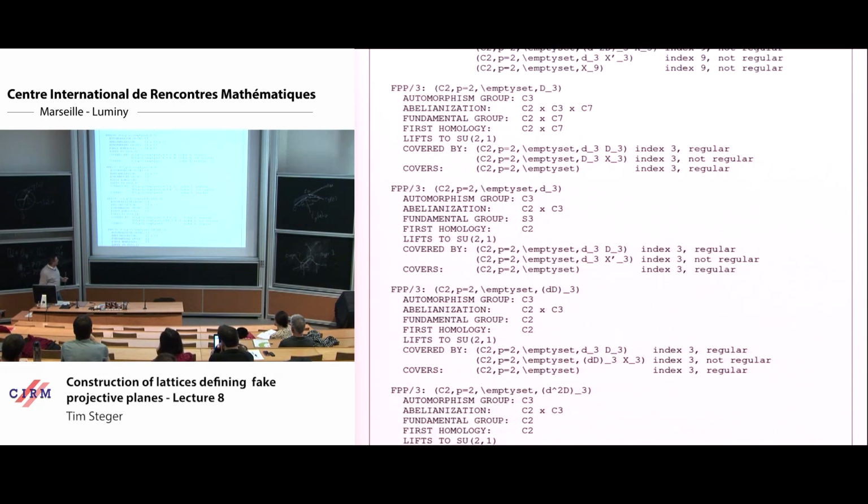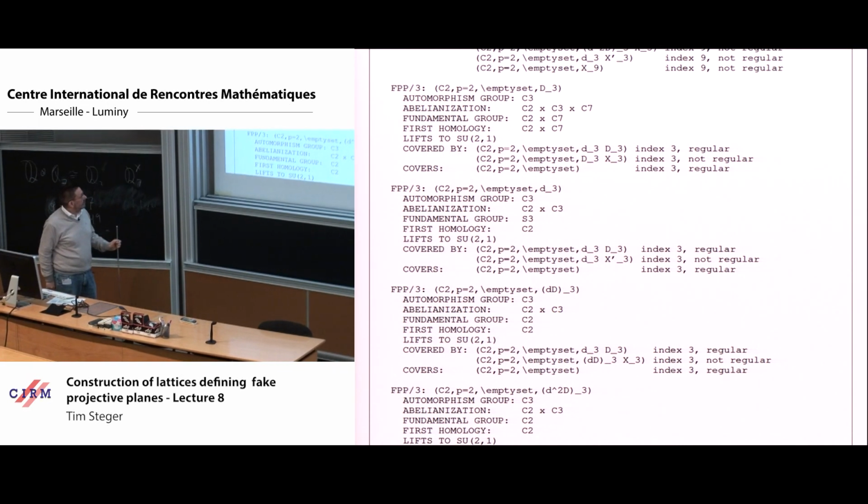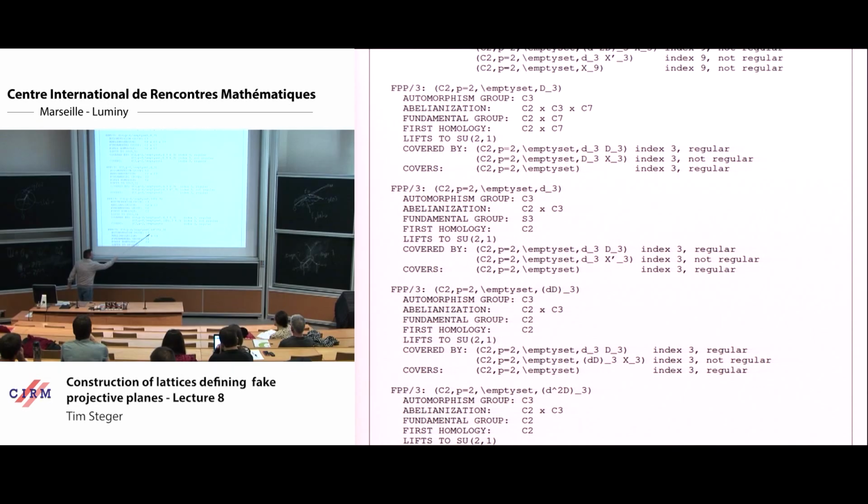So that's what that means. I believe the reason I've written x prime here and x there is because it's not the same mysterious condition, so I wanted to make that clear. See, here we're looking at d squared d. As a matter of fact, in these examples, you tend to get a lot of index 3 subgroups because someone will tell me how many index 3 subgroups there are in Z3 cross Z3.